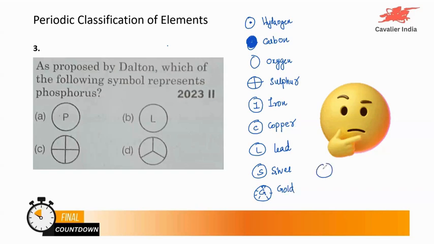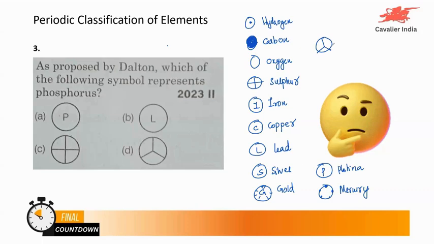Then platina, which is P. Then lead, the symbol is like this. Then mercury, the symbol is like this. And coming to phosphorus, the symbol is like this.